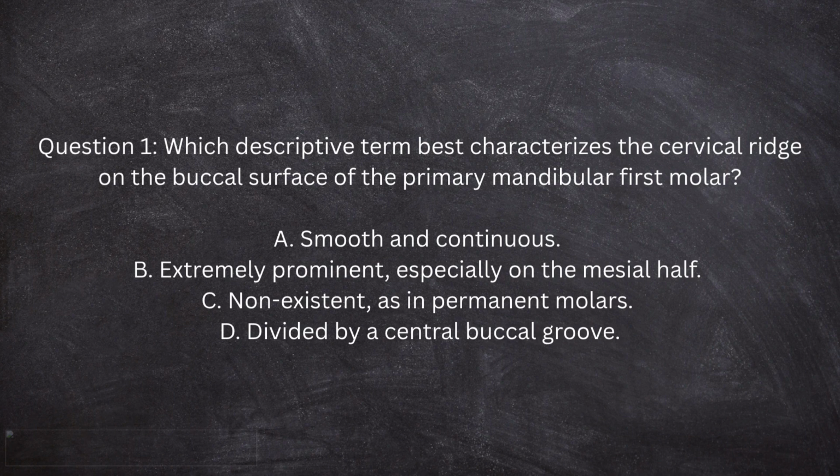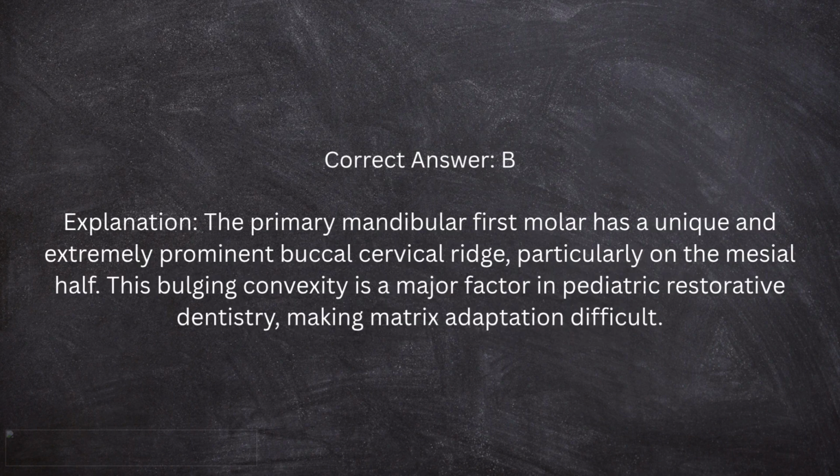Correct answer: B. Explanation: The primary mandibular first molar has a unique and extremely prominent buccal cervical ridge, particularly on the mesial half. This bulging convexity is a major factor in pediatric restorative dentistry, making matrix adaptation difficult.